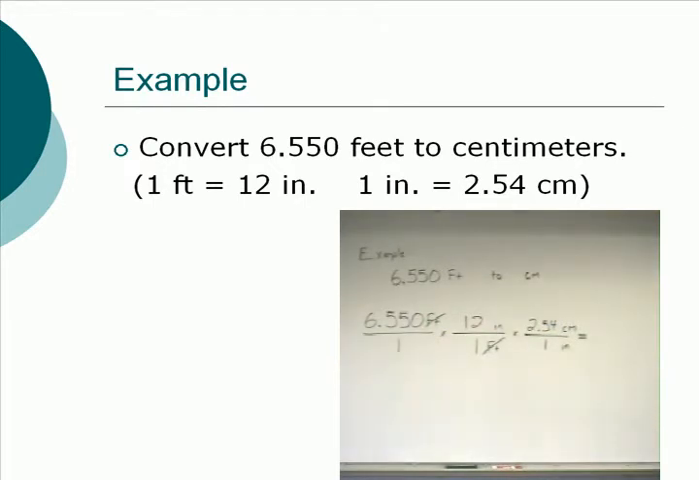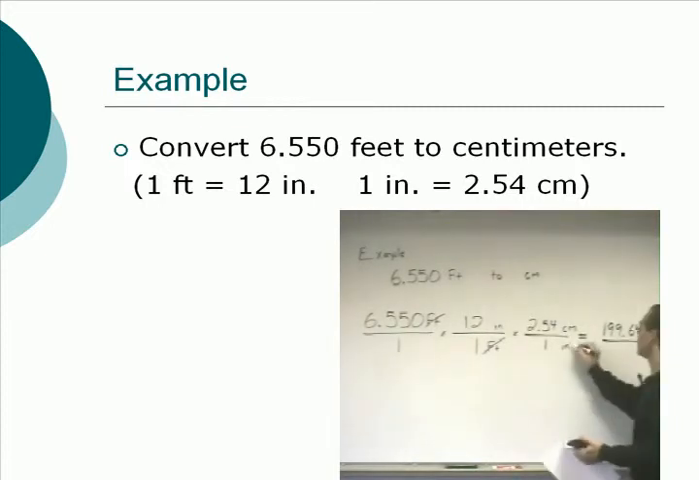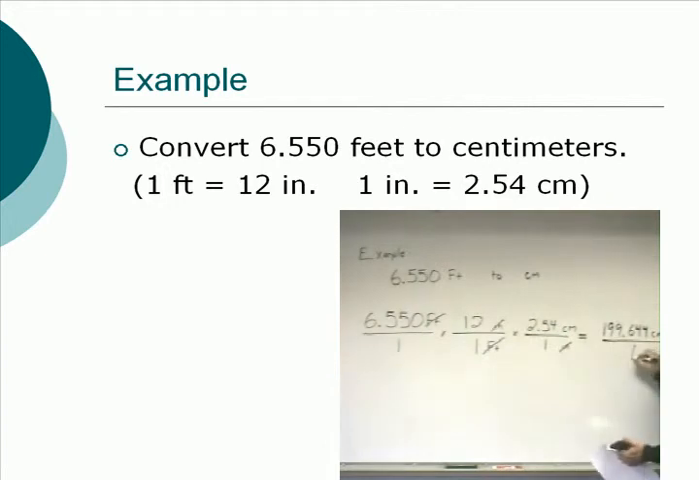Okay, we're going to multiply that out. 6.550 times 12 times 2.54 for the numerator. I'll keep extra sig digs here and then we'll cut it off when we're done. 199.644. Those are centimeters, and that's all over 1.